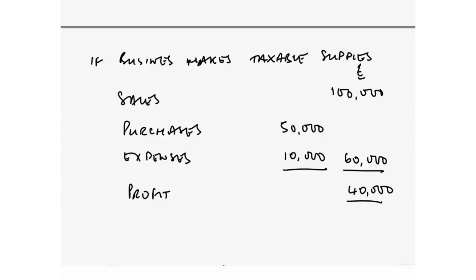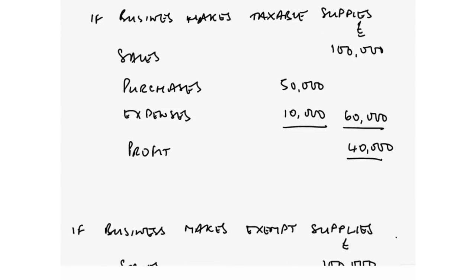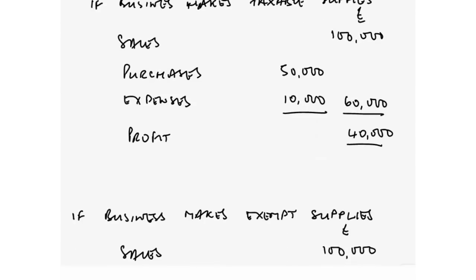Let's compare that with if the business were to make exempt supplies. Now, again, just like with zero rated, there would be no VAT to charge. So if the business makes exempt supplies, the sales is still £100,000. Now again, that's going to be the same figure of sales, irrespective of whether or not we make taxable supplies or exempt supplies, and if they're taxable supplies, irrespective of whether they are standard or zero rated. So the sales figure is 100,000.